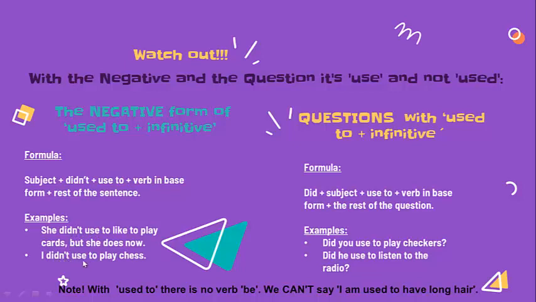I didn't use to play chess. Okay, as you can see, we don't need to add the d at the end of the verb use, because we already have the auxiliary did.